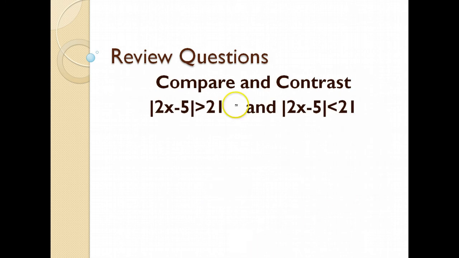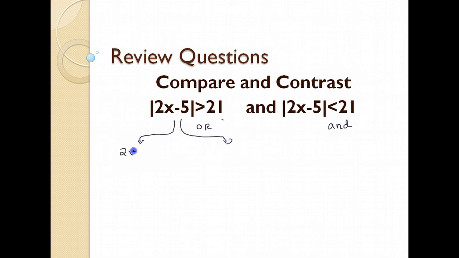Compare and contrast. What is the difference between these two things? Okay, remember I told you if you isolate your absolute value and it tells you it's greater than something that's valid, then this is going to be an OR statement. And if it's less than something, it's an AND statement. Well, let's prove that. This is already isolated, so I can split it.